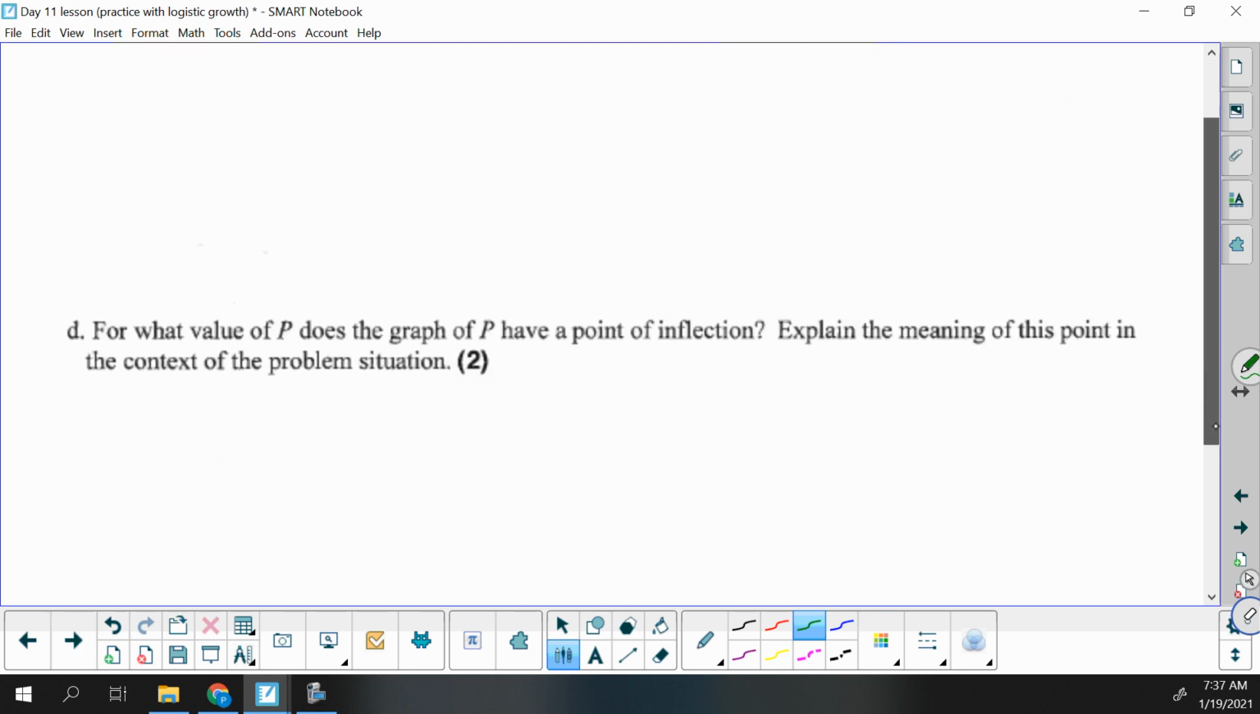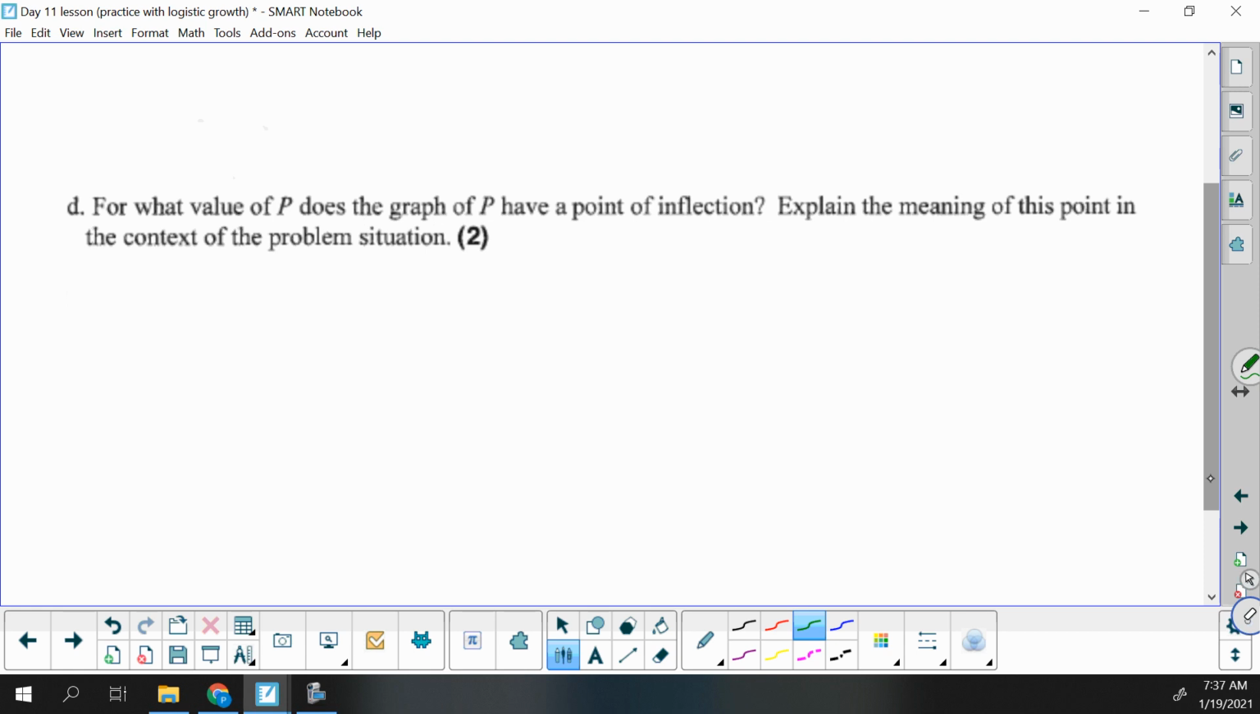All right, so for D, we want to show for what values of P it has an inflection point. So an inflection point is when the second derivative is equal to 0, and also that the second derivative changes signs. Well, let's take the differential equation that they gave us, and let's take its derivative.